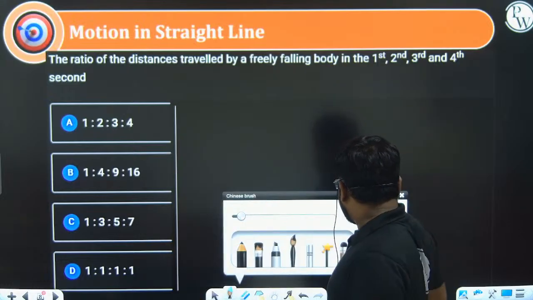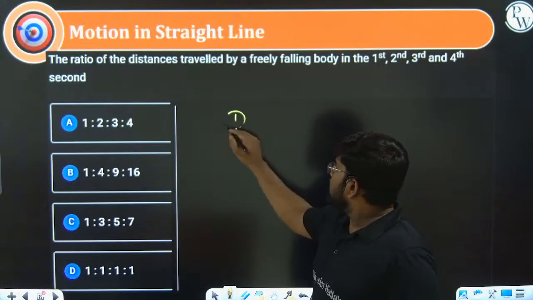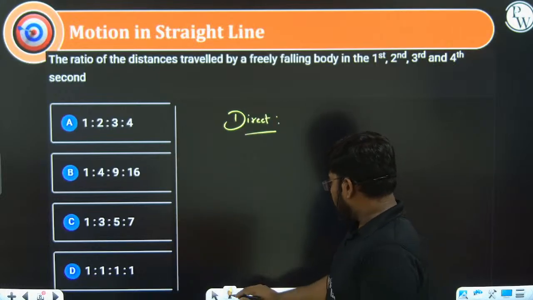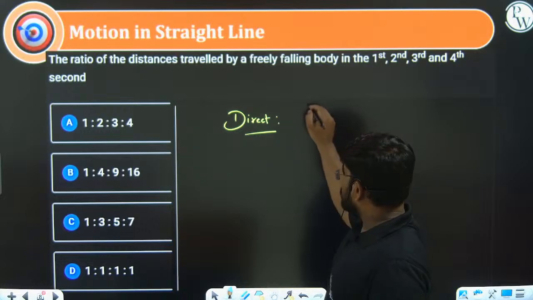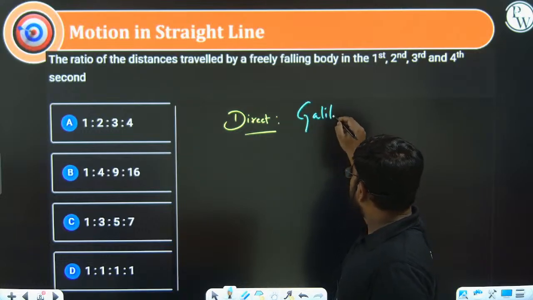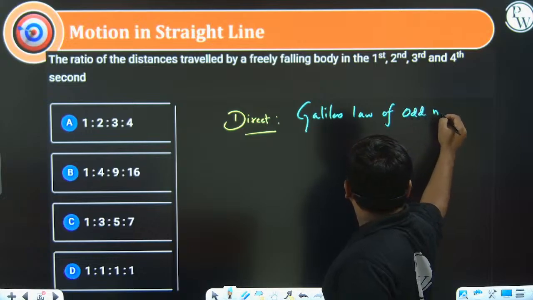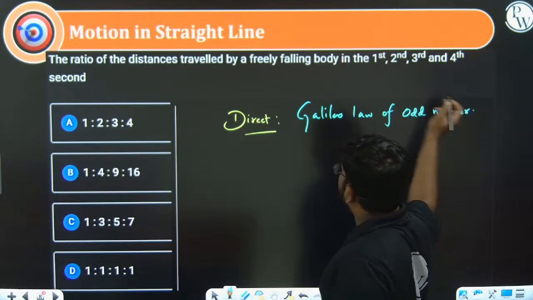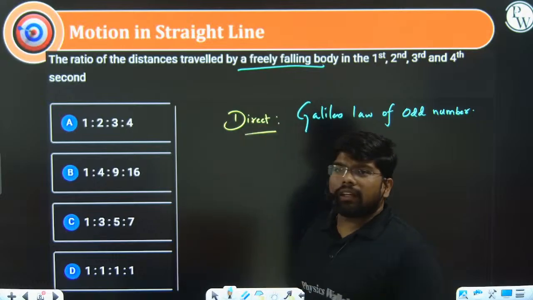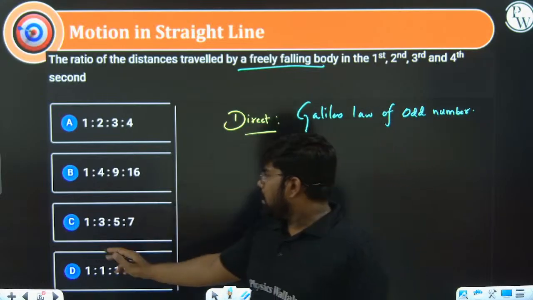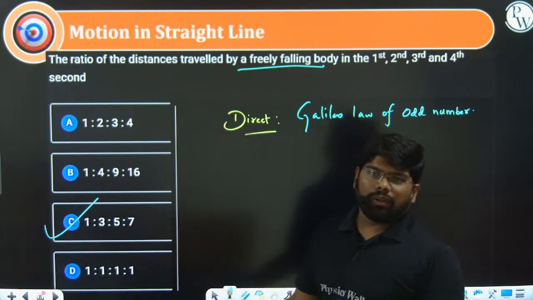Again, this is a direct result, and we remember it as Galileo's law of odd numbers. So it is applicable whenever there is free fall. When the body is freely falling, the ratio of distance traveled in equal intervals of time will be odd numbers. If you know the result, it's done.